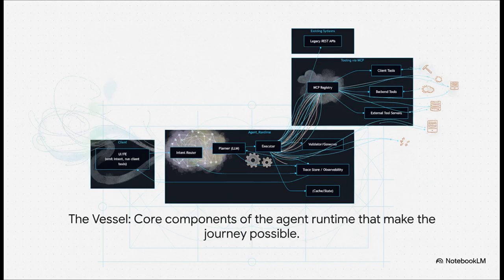Then an executor takes that plan and uses the MCP registry to find and call the exact right tools for the job. And those tools can be anywhere, on the back end, on the client. You can even wrap up your old legacy REST APIs and use them as tools. It's a system that's purpose-built for centralizing all that intelligence.